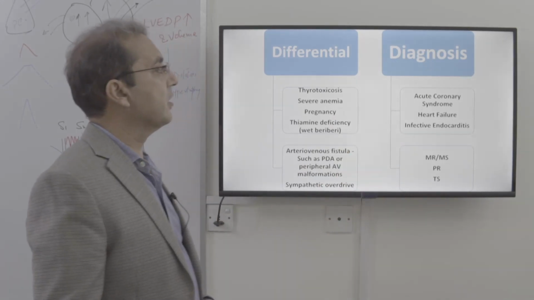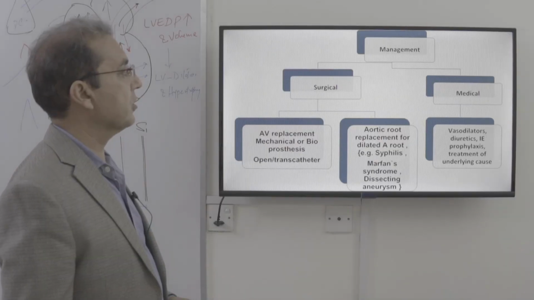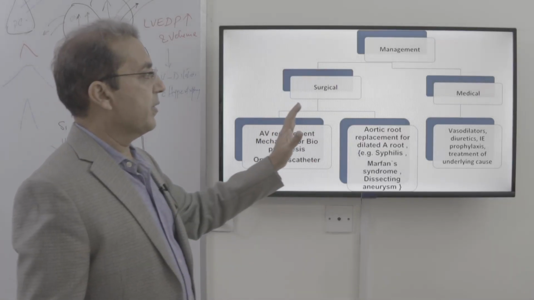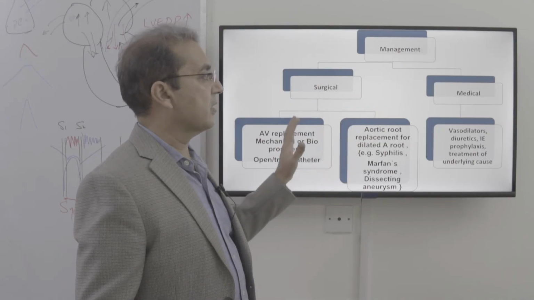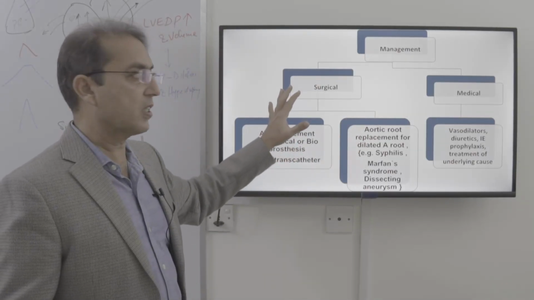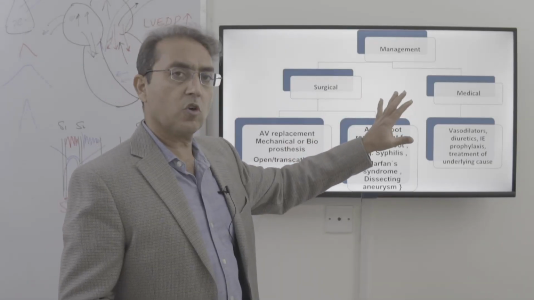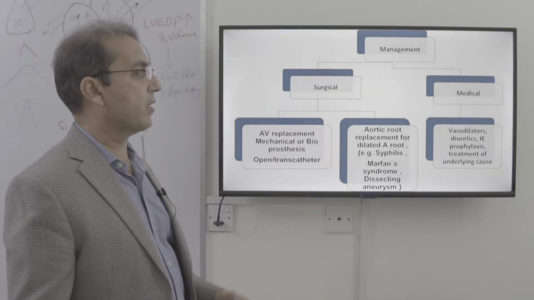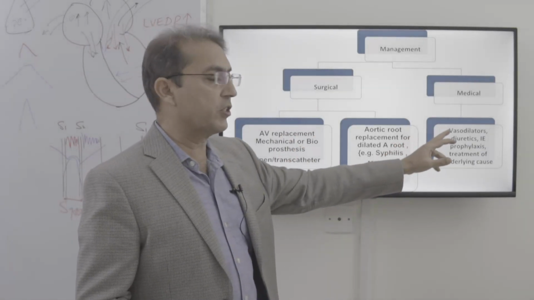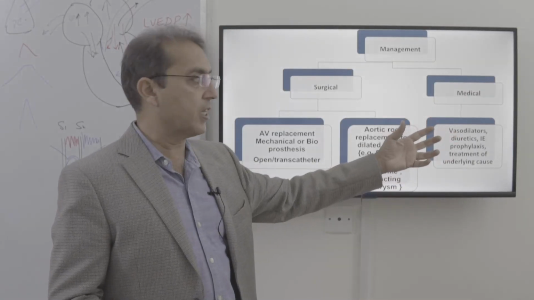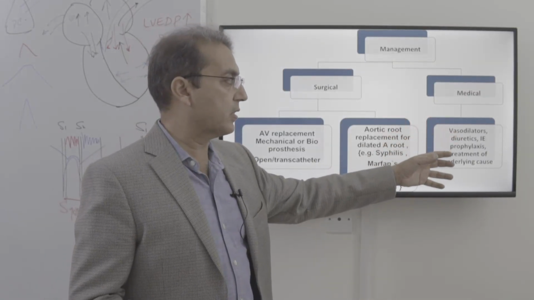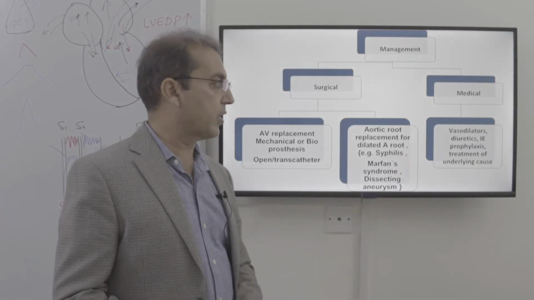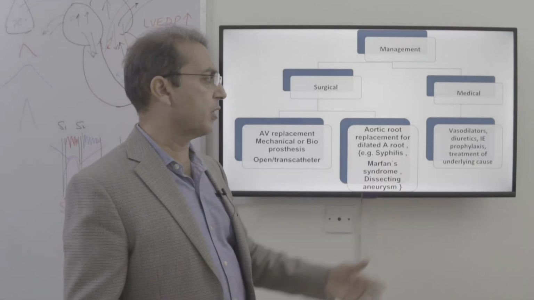So all these are the differential diagnosis of aortic regurgitation. Now the management is medical and surgical. Actually, the management is surgical. Medical management is not the treatment for aortic regurgitation. It is just symptomatic treatment. What we do is we can use vasodilator drugs like ACE inhibitors or ARBs. We can use diuretics. We can go for infective endocarditis prophylaxis, and we go for the treatment of underlying cause.